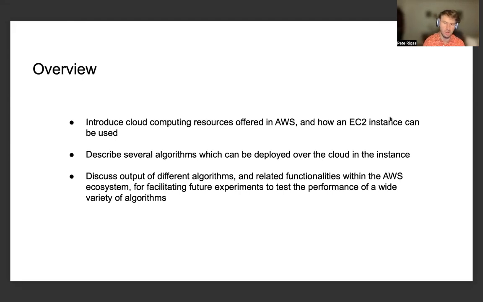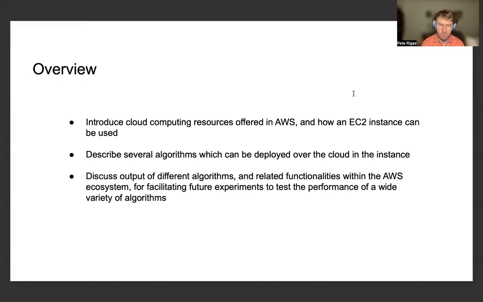resources that are offered in AWS and how the EC2 instance can be used. And we'll be describing several algorithms which can be deployed over the cloud in such an instance. And then we'll close out by providing an overview of how the EC2 environment and the EC2 ecosystem can be helpful for discussing the different output of several algorithms and related functionalities of the AWS system.